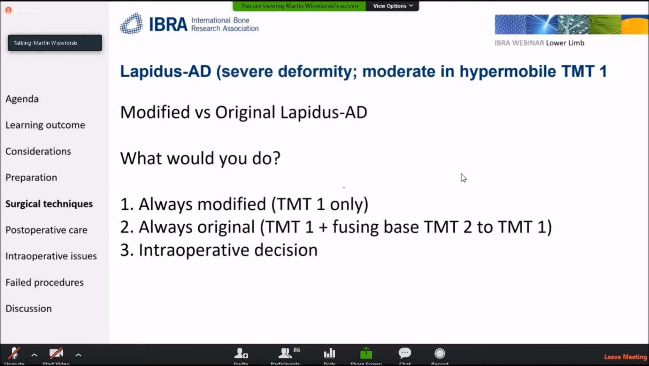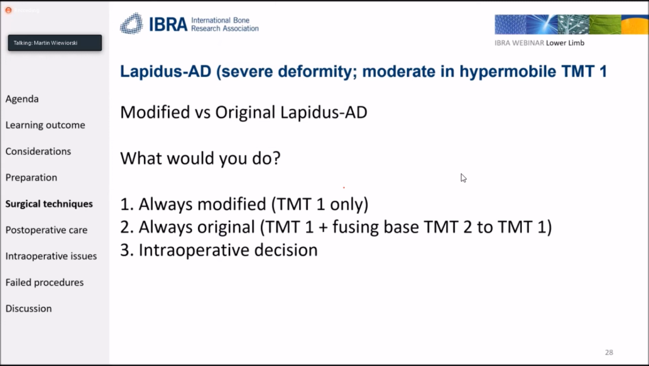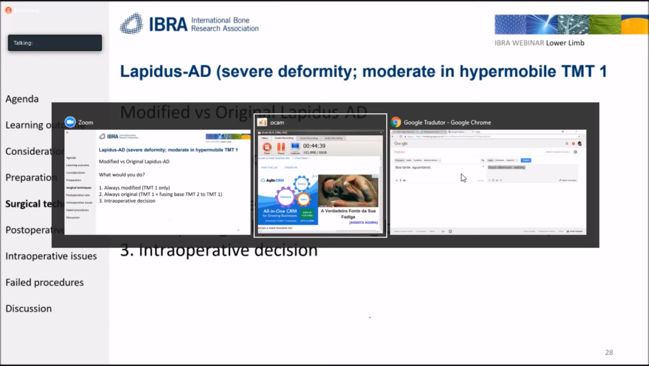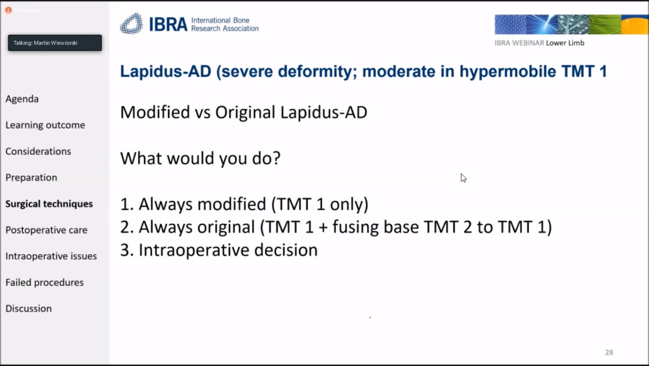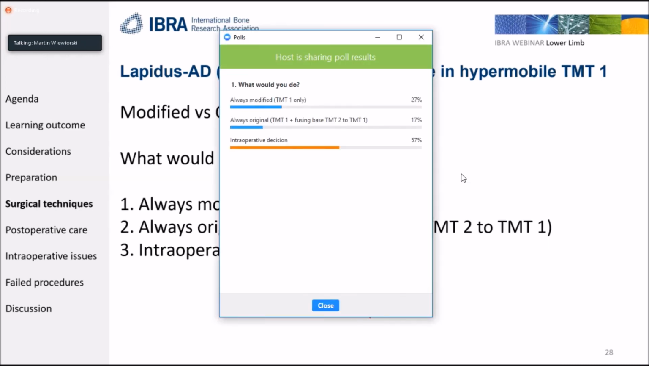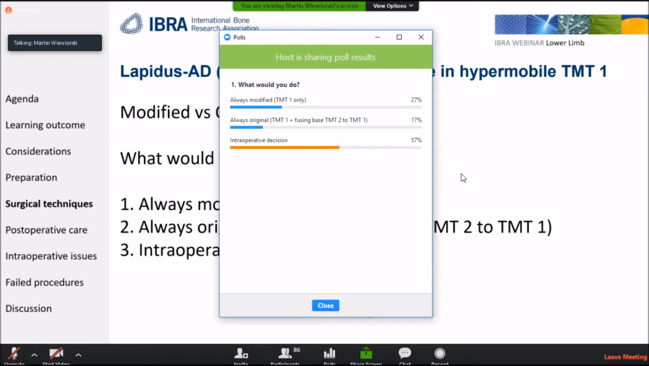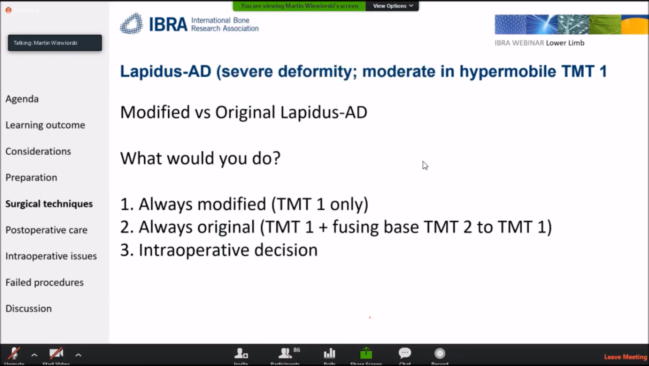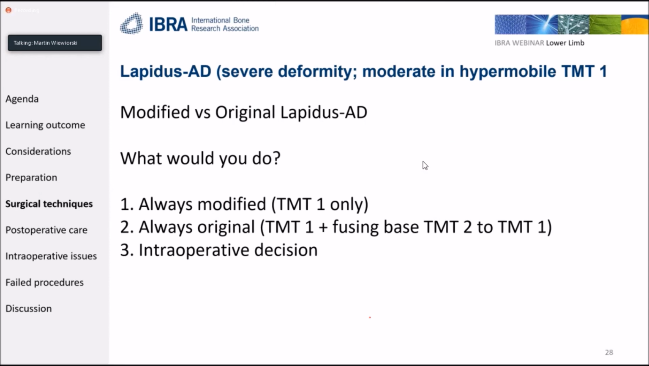10, 9, 8, 7, 6, 5, 4, 3, 2, 1, 0. All right. I hope you can see the results here. You see 27% always do the modified TMT1 fusion. I am one of those people, actually. I always do the modified fusion. Some of you, 70%, do the original fusion.